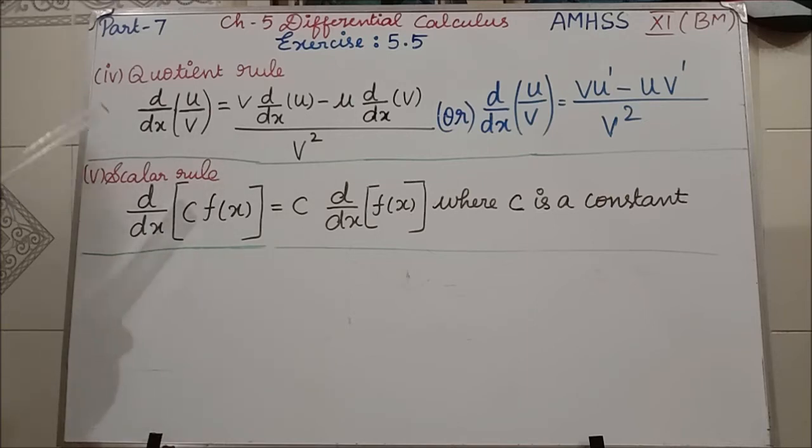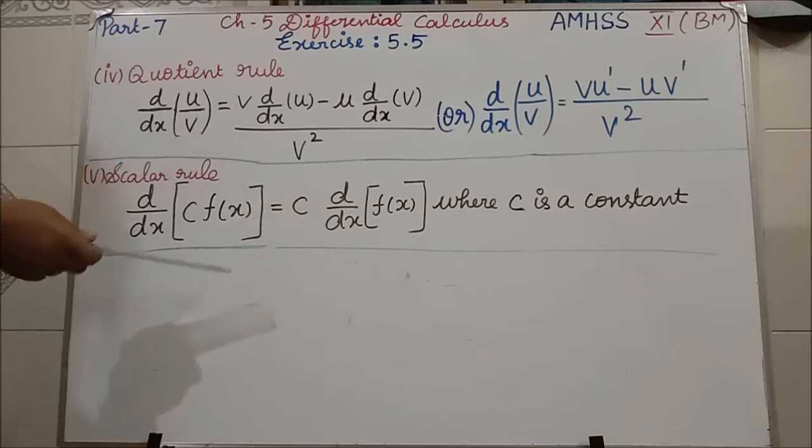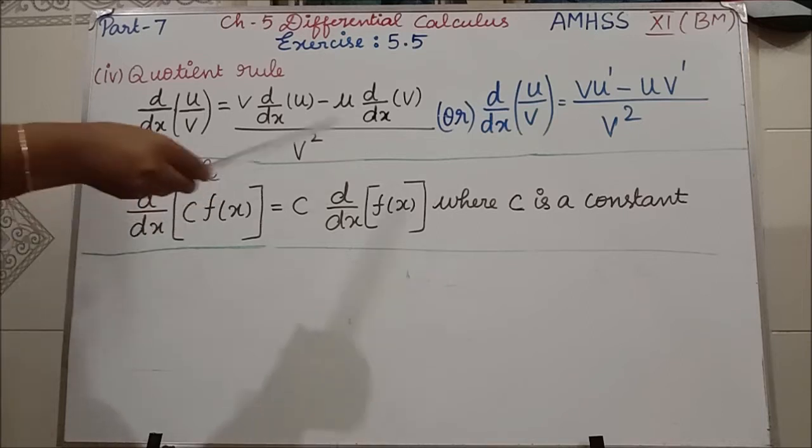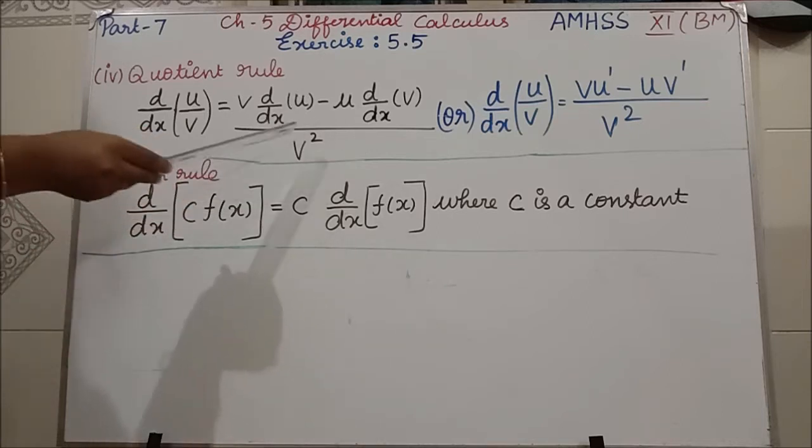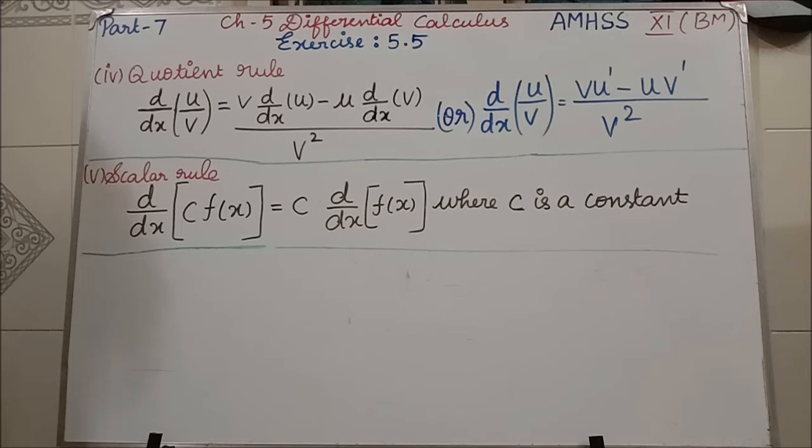Next one is the scalar rule. Scalar means we will have one constant. C is the constant. We have to keep the constant term outside separately. We cannot differentiate constant terms, so we keep the constant term outside and differentiate the remaining things. Clear why we are keeping the C outside? Because C is a constant.